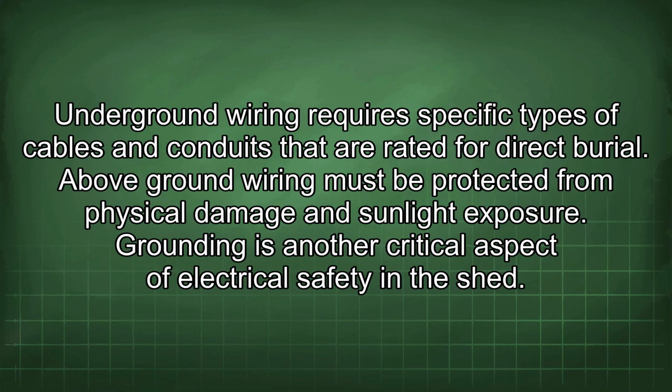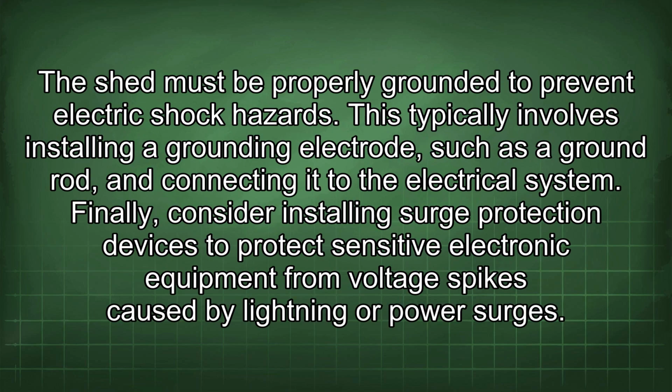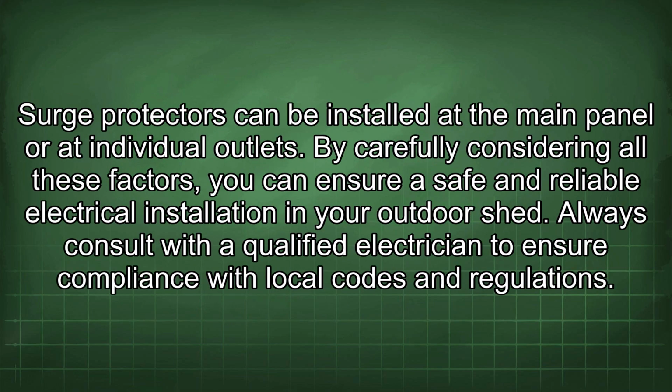Grounding is another critical aspect of electrical safety in the shed. The shed must be properly grounded to prevent electric shock hazards. This typically involves installing a grounding electrode, such as a ground rod, and connecting it to the electrical system. Finally, consider installing surge protection devices to protect sensitive electronic equipment from voltage spikes caused by lightning or power surges. Surge protectors can be installed at the main panel or at individual outlets.